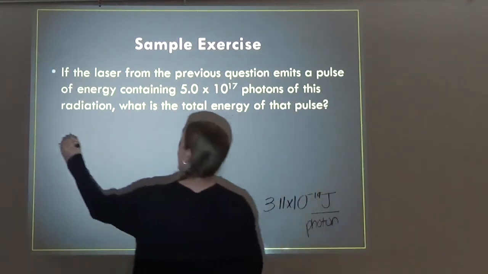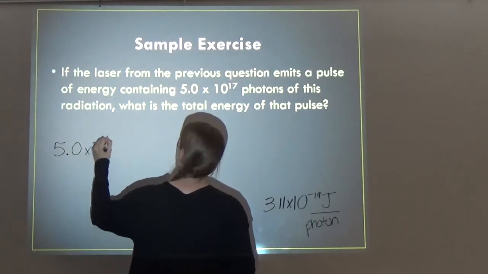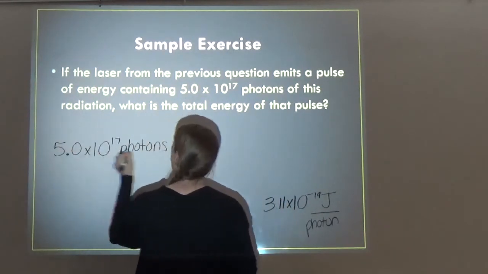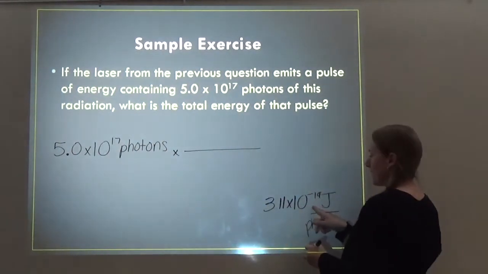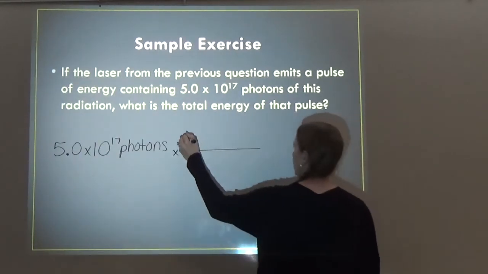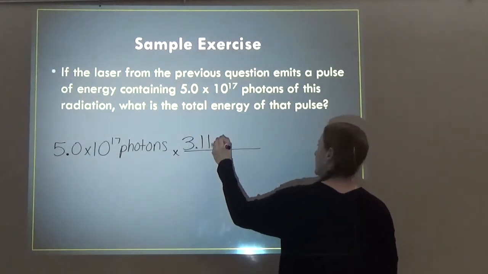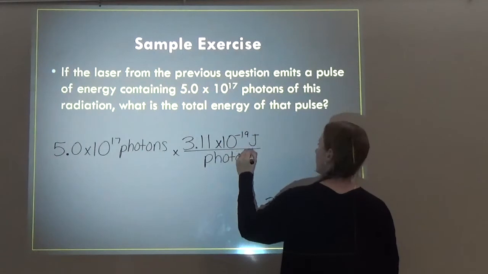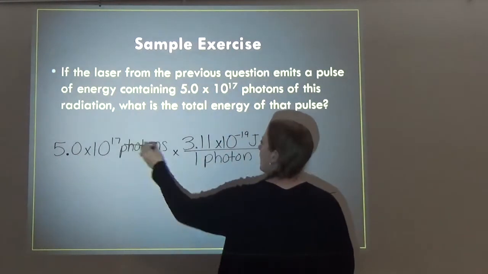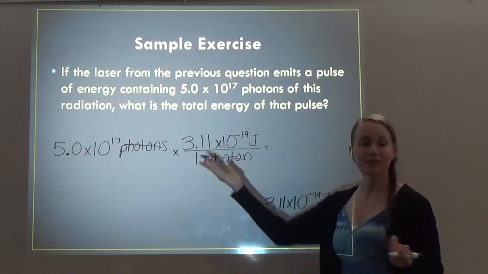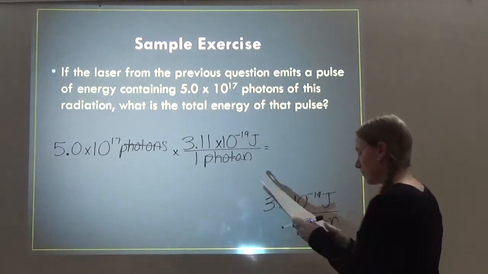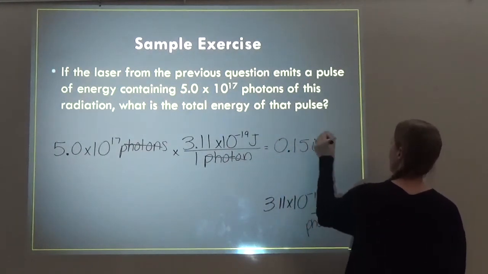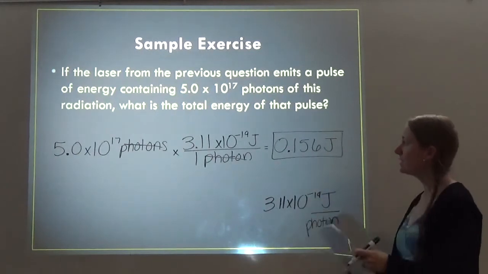In this case, we had the laser emit 5 times 10 to the 17 photons. If I want to know the total amount of energy, I can just multiply by how much energy one photon has. So 3.11 times 10 to the negative 19 joules per photon, or you could put per one photon. See, my photons cancel. Since both my numbers are on top, I'm going to multiply. And once I multiply, I get 0.156 joules. And so that's what I do for that one.